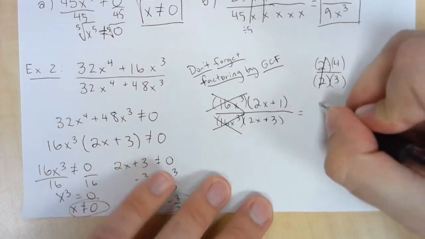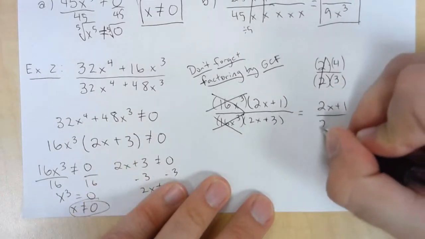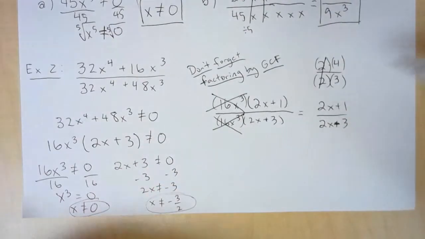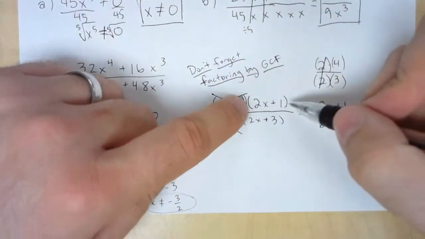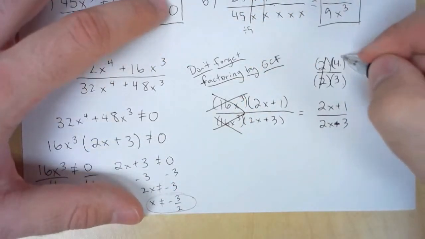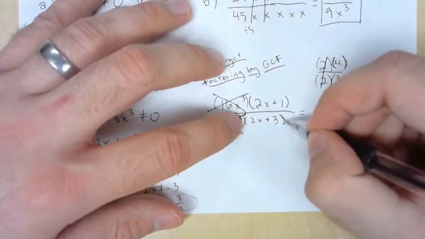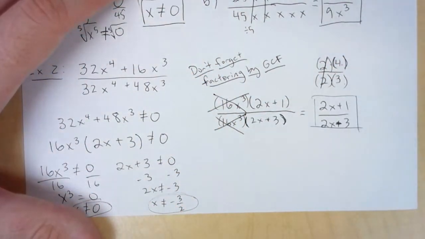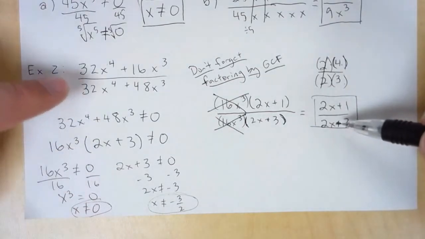So we're left with just (2x + 1)/(2x + 3). And if you ask me, Mr. Seaman, why didn't we cancel the 2x's? This is one whole term. So yes, it's one multiplication thing, just like 4 can't cancel 3 because it's one entire part of it. Then this is also one entire part of it. So we're just going to leave it like this. So this is the lowest form of this original problem.